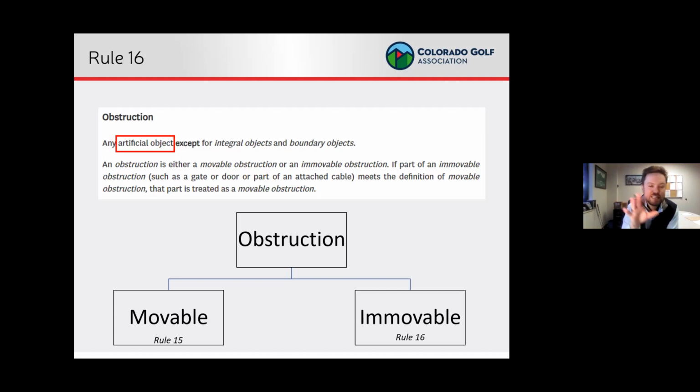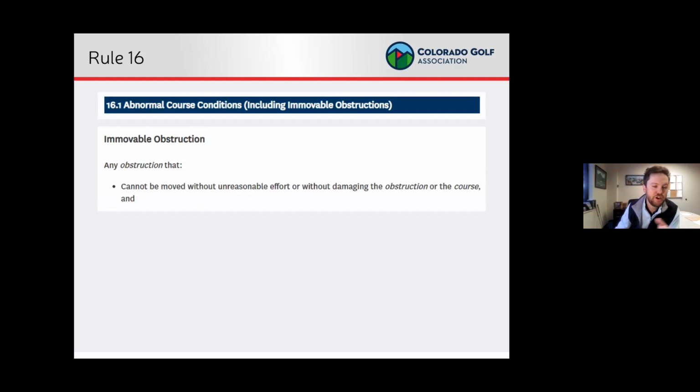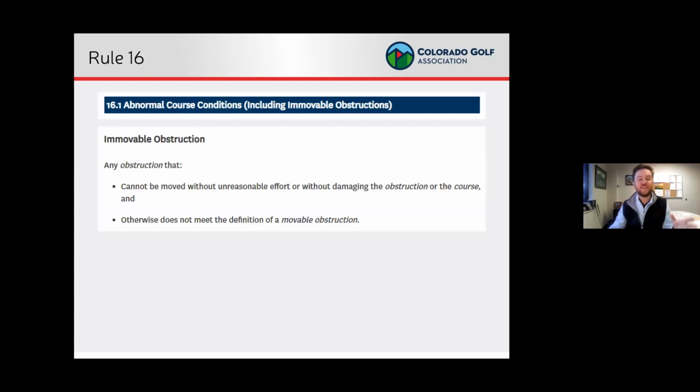So we're focusing today on the immovable obstruction, those obstructions that cannot be moved easily, which we see here in the definition. So now that we've got our obstruction, we're going to look at the immovable part of it, which says any obstruction, so any artificial object that, other than integral objects and boundary objects, cannot be moved without unreasonable effort or without damaging the obstruction or the course, and otherwise does not meet the definition of a movable obstruction. So that's a good way to look at it, is if you can't categorize it as a movable obstruction, then it's an immovable obstruction. And the same goes the other way.